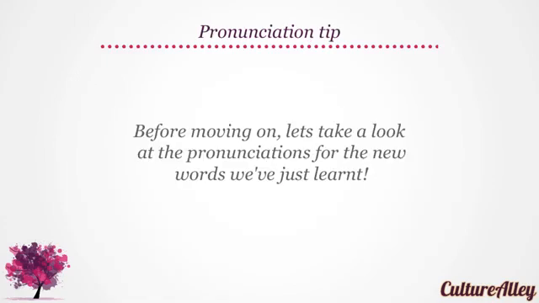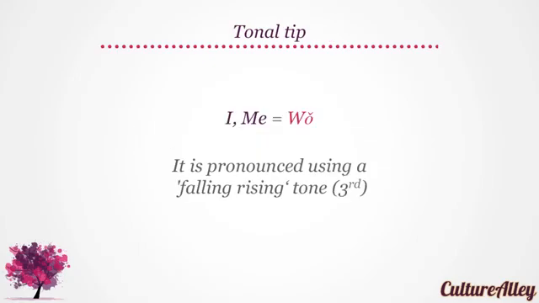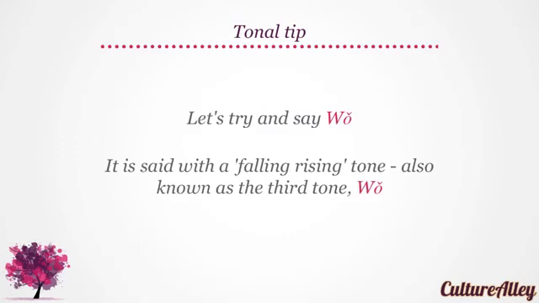Now that we are slightly familiar with the words, let's go over them one by one, learning their pronunciations and tones. Let's start with I. I, or me, translates to 我, and it is pronounced using a falling, rising tone. Let's try and say 我. Once again, it is said with a falling, rising tone, also known as the third tone, like 我.